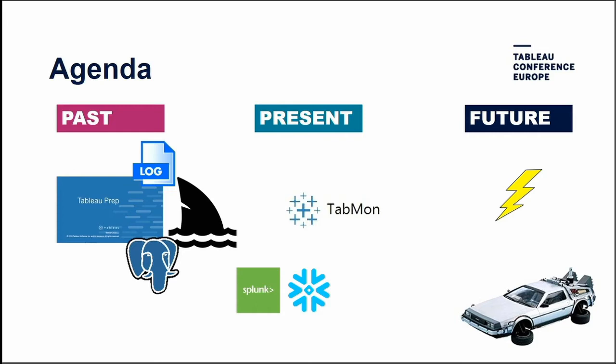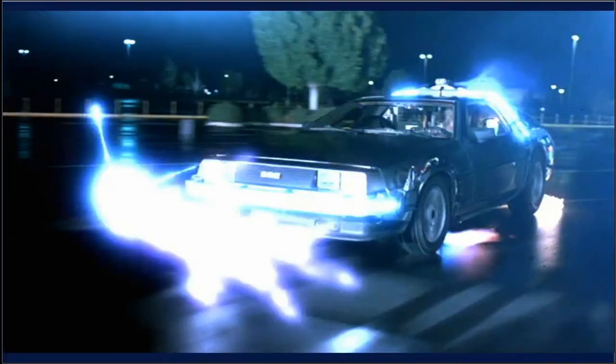We'll then take a journey into the present with Tabmon. We'll also look at some third-party potential offerings like Splunk and Snowflake, and then move into the future and look at TabJolt. So I'm going to go rev up the DeLorean, and in the meantime I'll pass on to Alex, who's going to start in the past with Postgres.